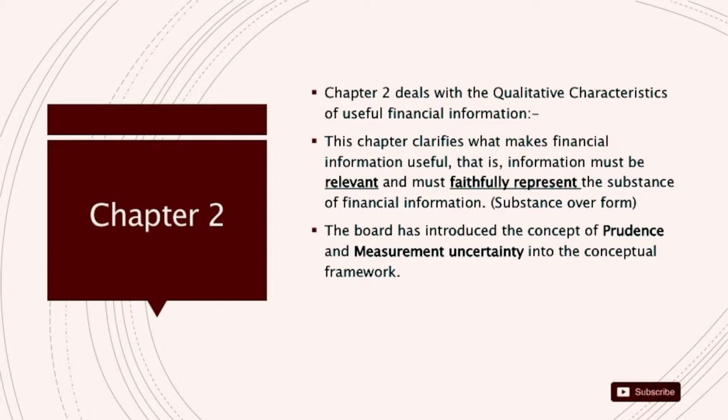Chapter 2 deals with the qualitative characteristics of useful financial information. So what information is required to be present in the financial statements to achieve the objective and to cater to the requirements of the users of the financial statements? This chapter clarifies that the information provided in the financial statements should be relevant and must faithfully represent the substance of the financial information.